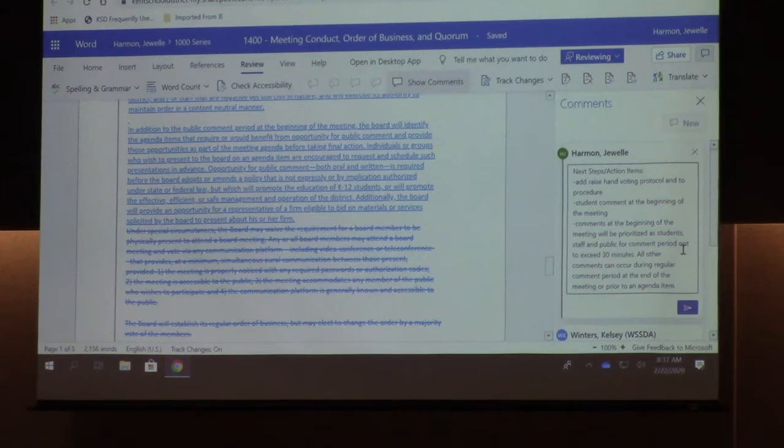So I think we've reached some consensus, and I think I've gotten somewhere. It's not exactly the right wordsmith language, but what I put up here is that comments at the beginning of the meeting will be prioritized as students, staff, and public for a comment period not to exceed 30 minutes.